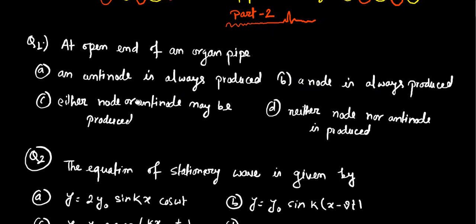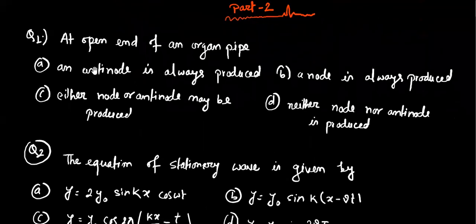So let us begin with the first question. In question 1 we can see it is given: at open end of an organ pipe. So for the organ pipe, according to the question we just have to analyze which of these options are correct. So once again, let us read the question: at open end of an organ pipe.